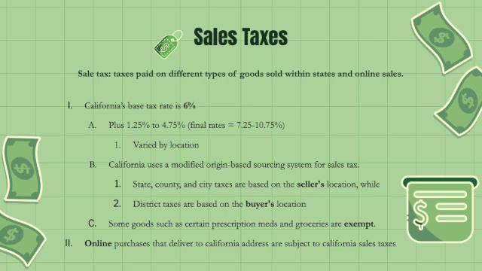And then certain groceries and goods are exempt from taxes. And finally, online purchases that deliver to a California address are subject to California sales tax, which means that even if you're shipping from abroad, you'll still have to pay tax based on the buyer's location.